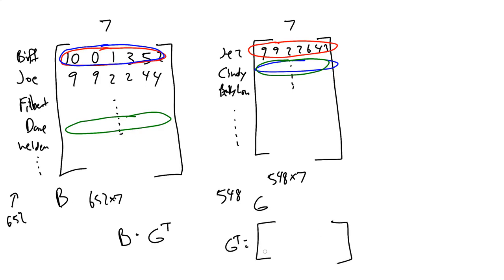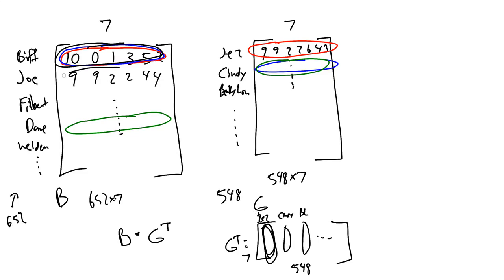This is G transpose. It's going to be 7 by 548, and we're going to have Jezebel in this column, and Cindy in this column, and Betty Lou in this column, etc. So if we take B times that, then that's exactly what we're getting. We're taking Biff's answers and taking the dot product of that with Jezebel's answers. That's what the transpose did for us: it put all the girls in columns, and that makes it possible to do every guy with every girl.